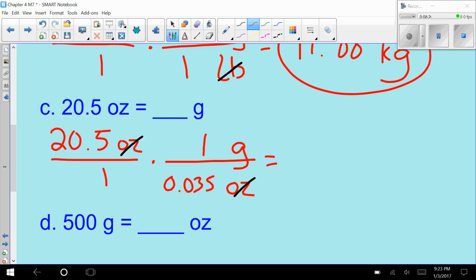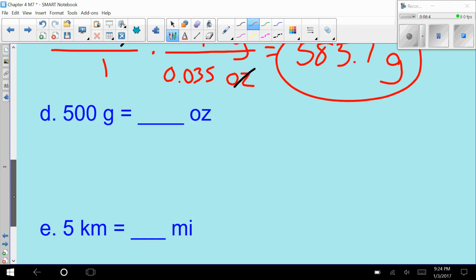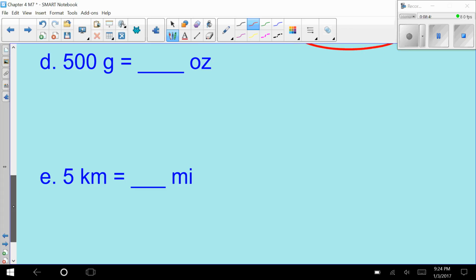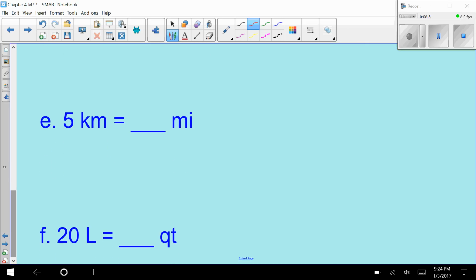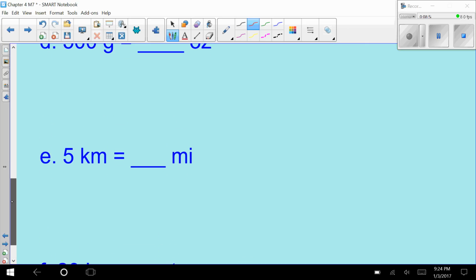So now when we do this one, we'll have 20.5 times 1, which is 20.5, divided by 1 times 0.035. So we have 20.5 divided by 0.035, which is equal to 585.7 grams. All right, try these next 3 on your own. So you've got 500 grams equals how many ounces? 5 kilometers equals how many miles? And 20 liters equals how many quarts?